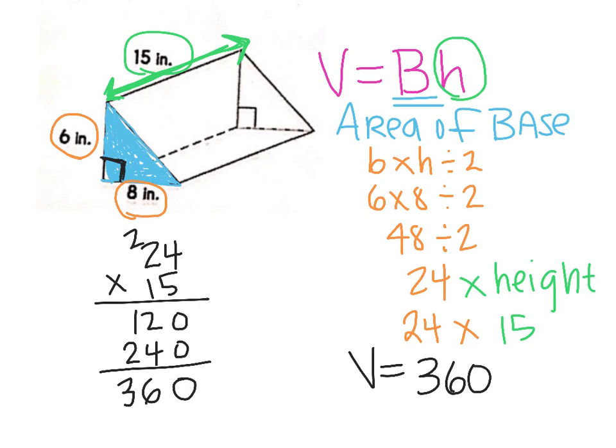Remember, we're going to do a different type of label at the end. It's going to be inches with the exponent 3. And the way you read that is 360 cubic inches.